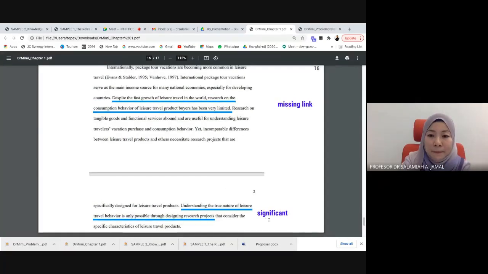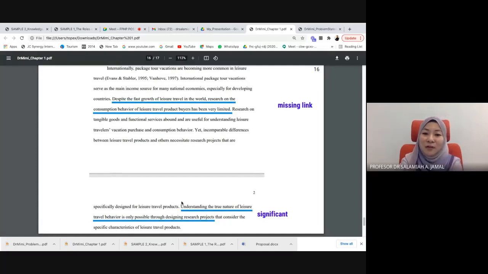And this is a second example of how we write the significance point in the background of the study. Understanding the true nature of leisure travel behavior is only possible through designing research projects that consider the specific characteristics of leisure travel products. So if you compare the two writers, they wrote differently, in different styles. They construct different sentences, but we can identify the 4 points that should be in the background of the study.